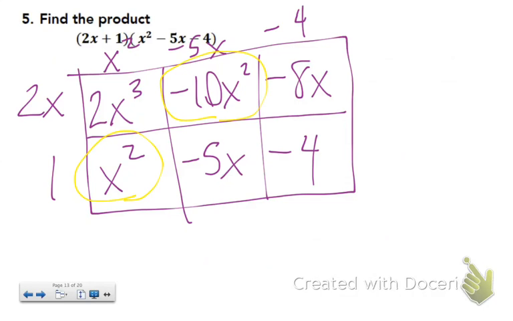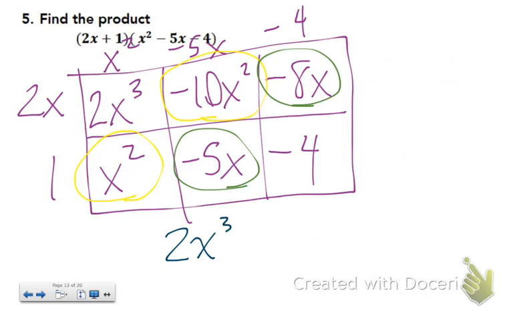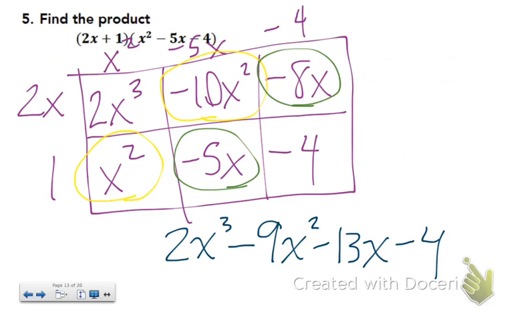So x squared and negative 10x squared will go together. And then negative 5x and negative 8x will go together. So we end up with 2x cubed minus 9x squared minus 13x minus 4. And that would be your final answer.